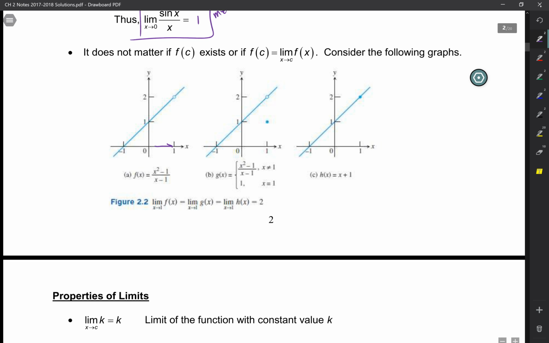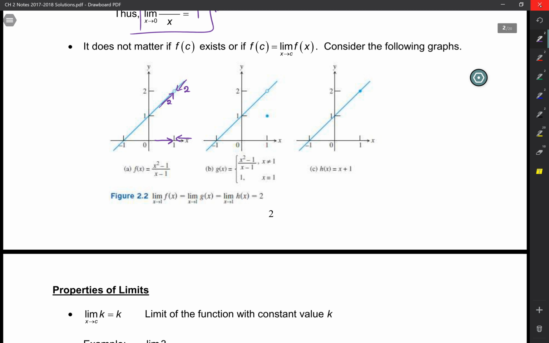If I'm walking along the x-axis and I'm approaching 1, I look up at the graph, what value vertically is the graph approaching? 2. If I'm approaching 1 from the other side now, what value is the graph approaching? 2. If it's approaching 2 from the left side and 2 from the right side, then the limit is equal to 2. Now, did it actually get to 2? No, that's irrelevant. The limit will still be 2.